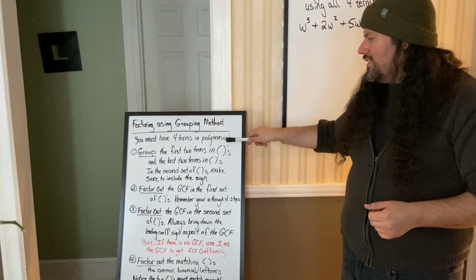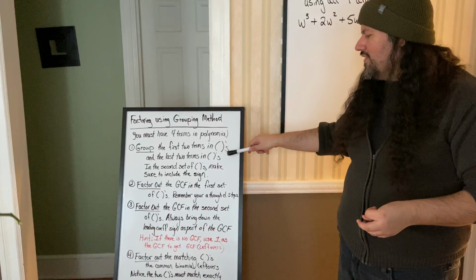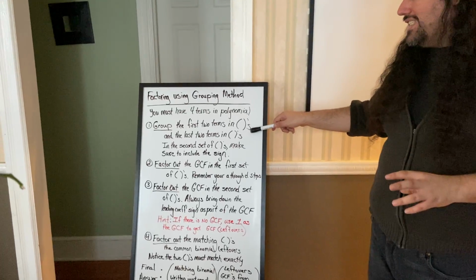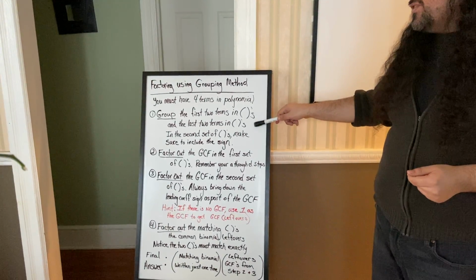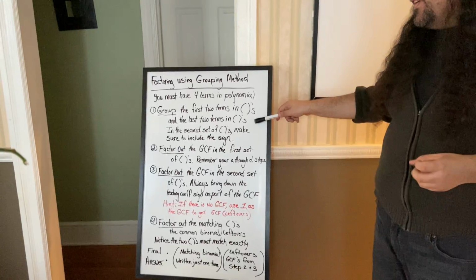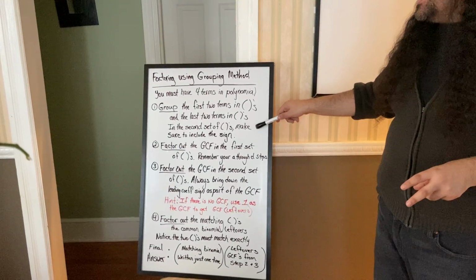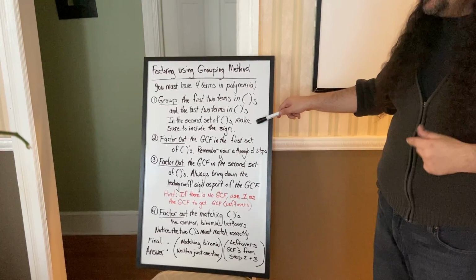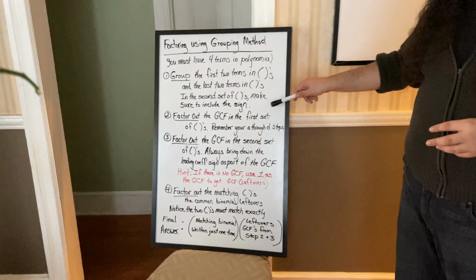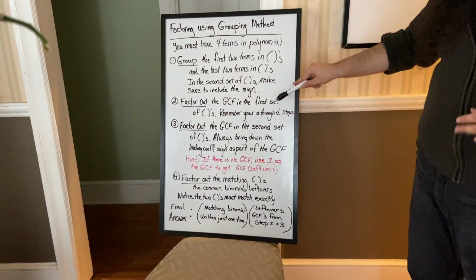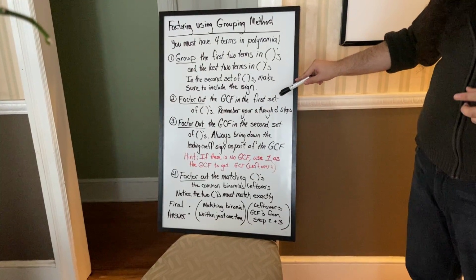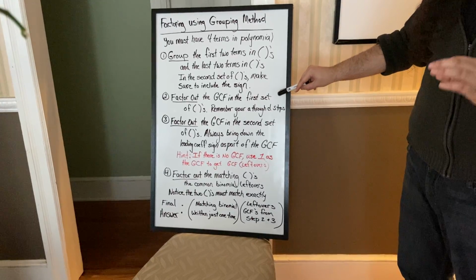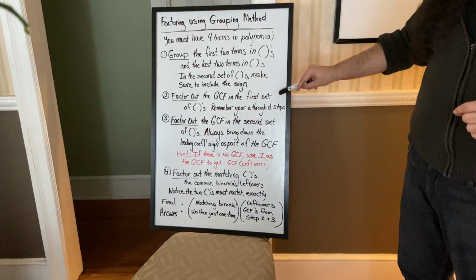Okay? When you have 4 terms in the polynomial, what we're going to do is separate it into 2 mini problems, where I'm going to group the first 2 terms in a set of parentheses, and then the last 2 terms in a set of parentheses. When I group them, make sure that in the second set of parentheses you include the sign. You'll see that in a minute. Once you're done with grouping, you're going to take each of the little mini problems, those parentheses, and you're going to factor out the GCF in each of the parentheses.